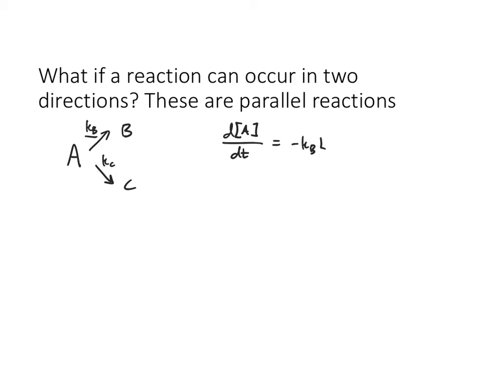We'll have some of it disappearing along the pathway that leads to B, and then also some of it disappearing along the pathway that leads to C. Both negative because A is what is being taken away out of the system. And we can just combine these together to form an expression like so.